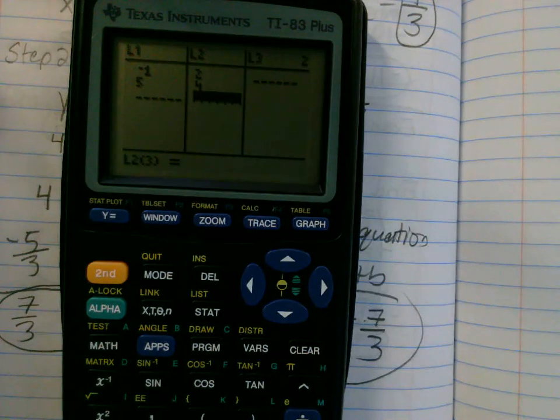Press that, baby. Thank you. Press enter. Now let's type in the number -1. Then go over. And what's the 2? 2. Enter. Okay, now type in the next ordered pair.